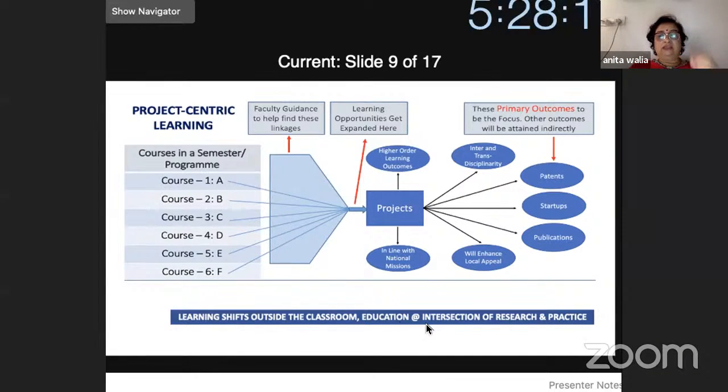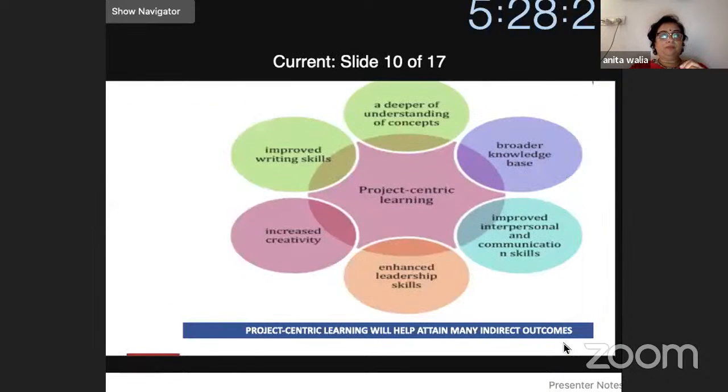Education at the intersection of research and practice. That's the aim, right? Now, again, project-centric learning will help you in coming up with a lot of outcomes. Even while you're doing a project, you will develop a lot of skills, students. You will improve your writing skills because you're writing reports. You know how to write project reports. It will increase your creativity.